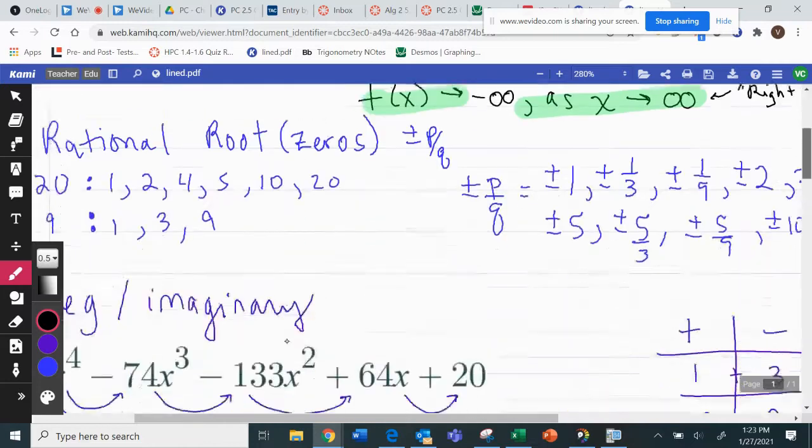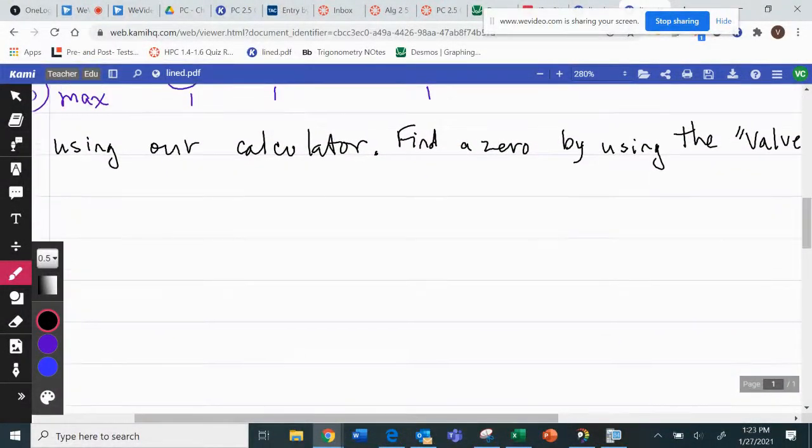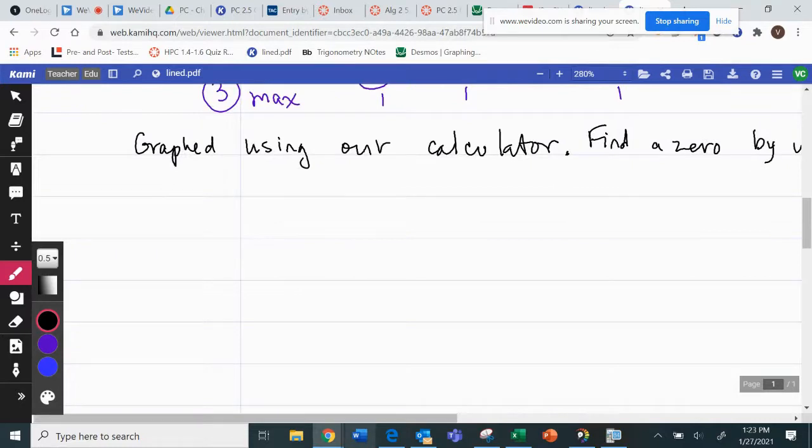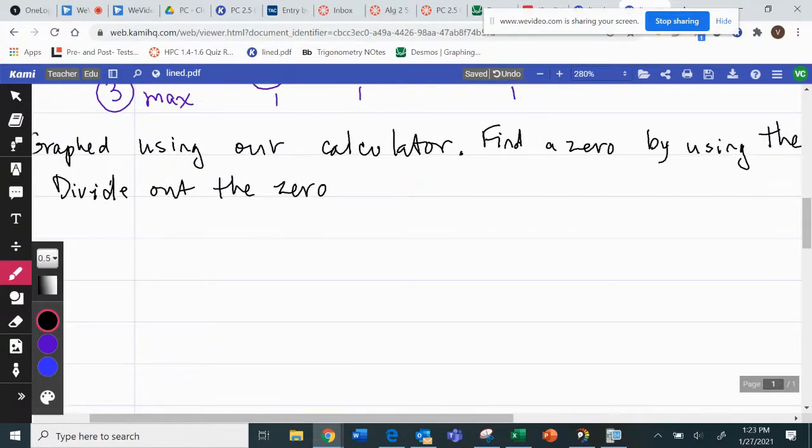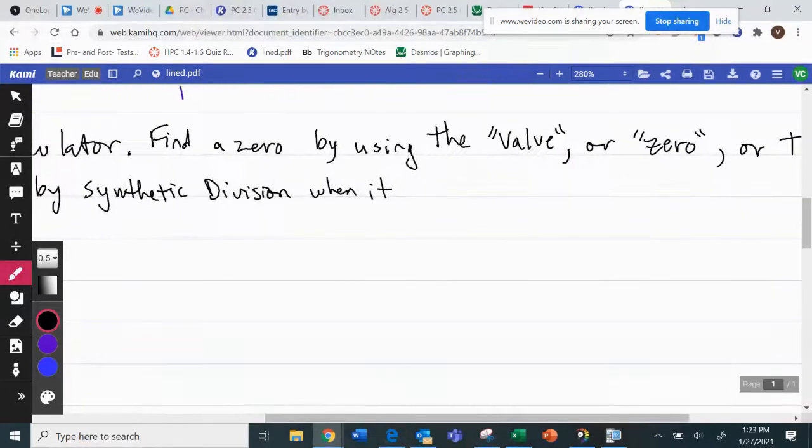Okay. All right, so I just wrote, we're going to use our calculator, we're going to find a 0, and then we're going to divide that 0 out. How do we divide out the 0? Always. When would we use synthetic? When it's an integer. Divide out the 0 by synthetic division when it is an integer.